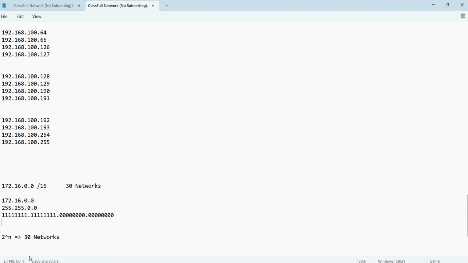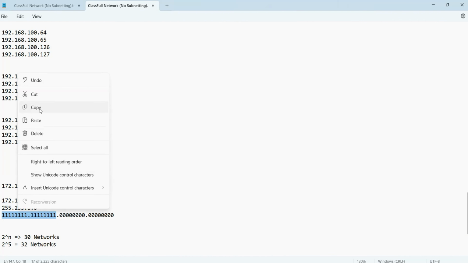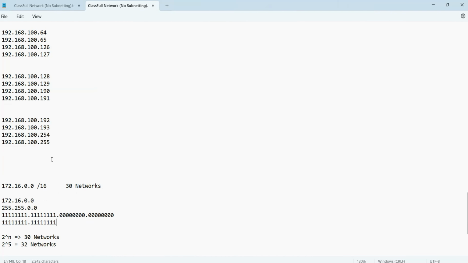Now, I cannot touch or mess around with the first two octets. I can start stealing bits from the third octet, and I don't jump to the fourth octet. If I borrow one bit, 2 to the 1 is 2, which is less than 30. 2 to the 2 is 4. 2 to the 3 is 8. 2 to the 4 is 16. 2 to the 5 is 32. So I have to borrow 5 bits. 2 to the 5 equals 32 networks. Okay, good. Now, let me go ahead and copy these. These did not change because I cannot mess with the first two octets.